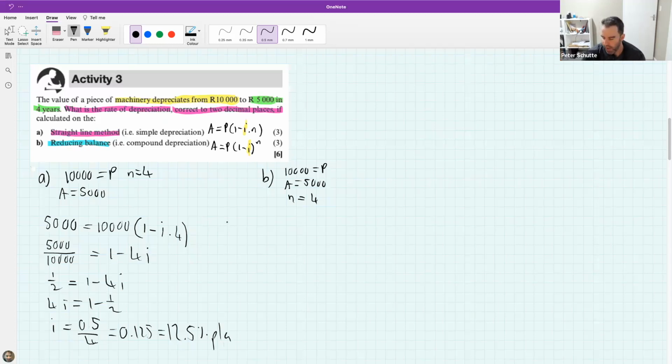Okay, so for A, you should be getting 12.5% per annum depreciation. That's how much value you're losing. You're losing 12.5% of the initial cost price of the machinery. However, that's the straight line depreciation. What about the reducing balance?